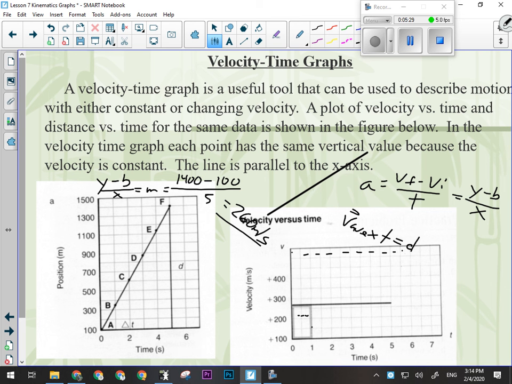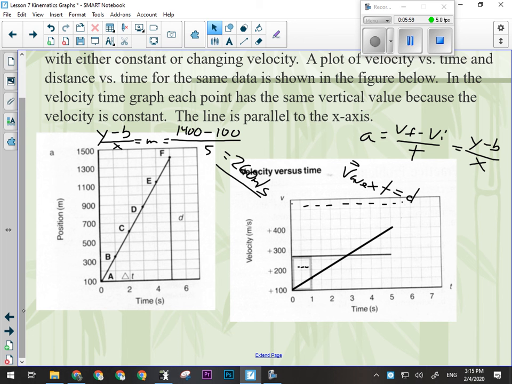Here's why that works, though. If you remember that you used to calculate the area under the line, when you calculate this area, you're taking the height of the rectangle, which is average velocity, and you're multiplying it by the base of the rectangle, which is time. And it works even if it's not a rectangle, but a triangle. How do you calculate the area of a triangle? Base times height divided by 2.